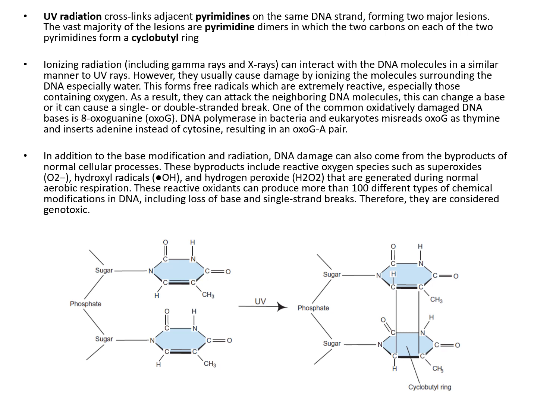Ionizing radiation, including gamma rays and X-rays, interacts with the DNA molecule in a similar manner to UV rays. They cause damage by ionizing the molecules surrounding the DNA, especially water, forming free radicals, which are extremely reactive, especially those containing oxygen. As a result, they can attack the neighboring DNA molecule and change the base or cause single or double-strand breaks.